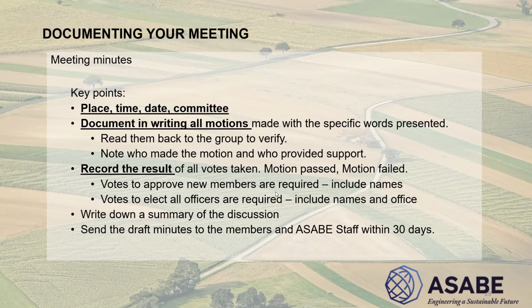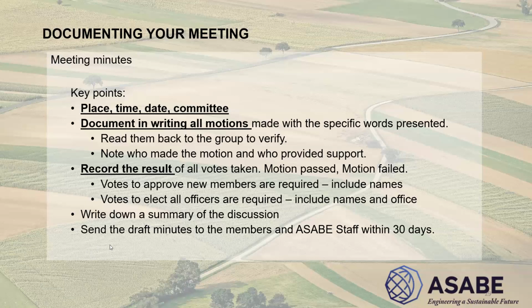Votes to approve new voting members should include the names of those people you're approving. Votes to elect your officers are all required, and they should include the names and the office. And then write down a summary of the discussion. You don't have to write down everything, just listen and capsulize it. Write down a summary of what was discussed.